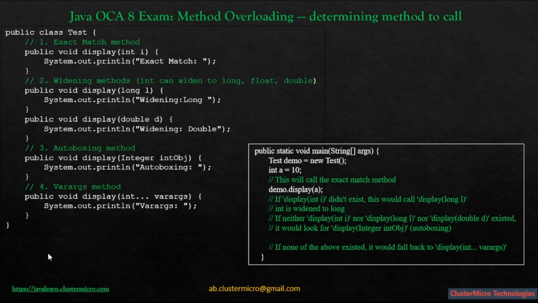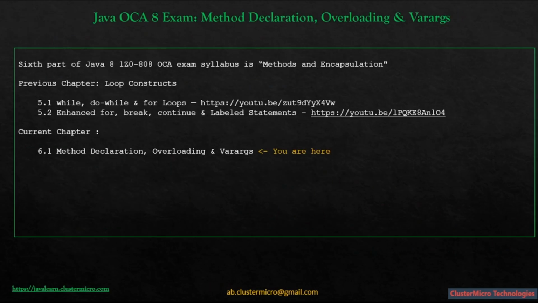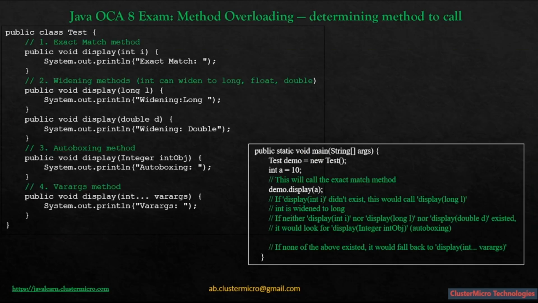If you see in step 1, it's an exact match. In public static void main, you create Demo demo = new Test, with int a = 10, and then you call demo.display(a). So a is an int. Java looks for a method that takes exactly an int. No conversion is needed. It finds display(int) and calls it immediately. Output is exact match. Java will stop here. It found the best possible match and does not look any further.